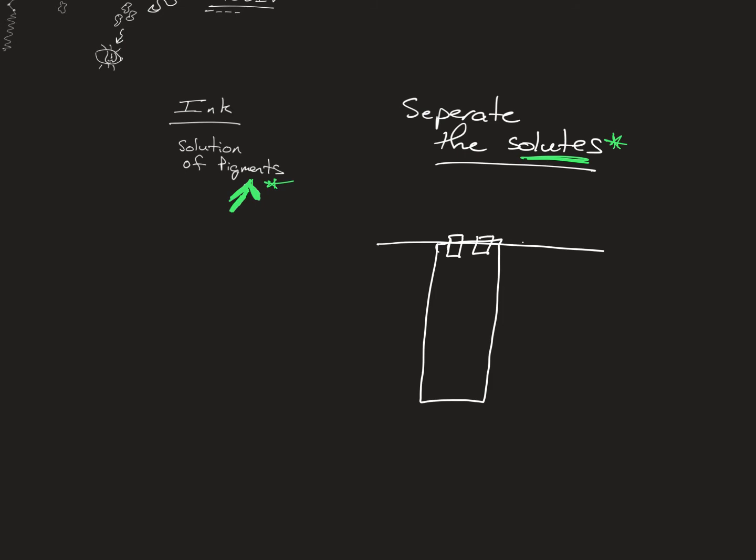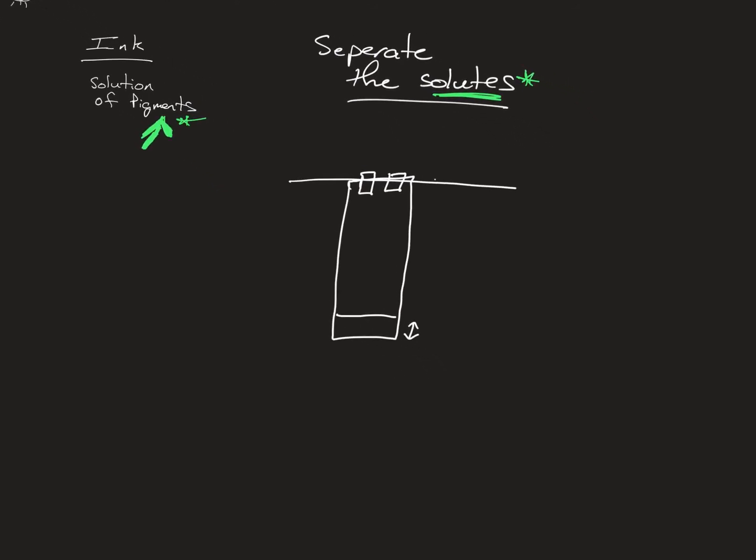You're going to measure something like, I don't know, 1 millimeter, 2 millimeters, but at some length you can take a pencil and draw a line across. This has to be a pencil. Pencils are not going to dissolve in the solvent. So you need a reference line. This is your reference line.